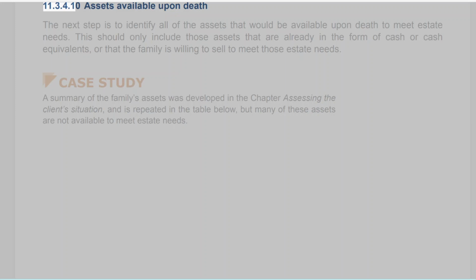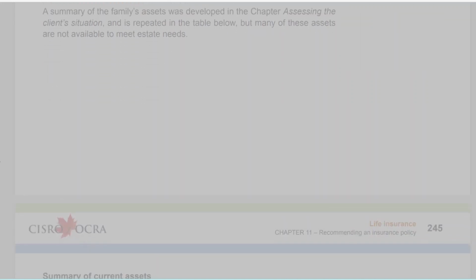1.3.4.10 Assets available upon death. The next step is to identify all of the assets that would be available upon death to meet estate needs. This should only include those assets that are already in the form of cash or cash equivalents, or that the family is willing to sell to meet those estate needs.